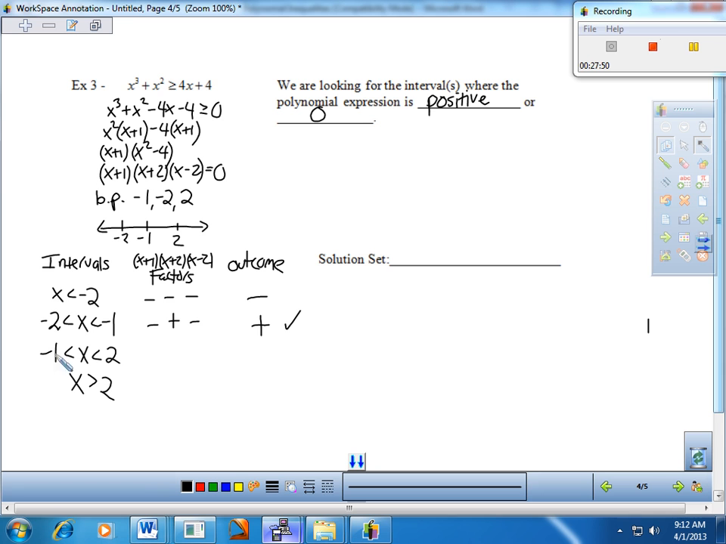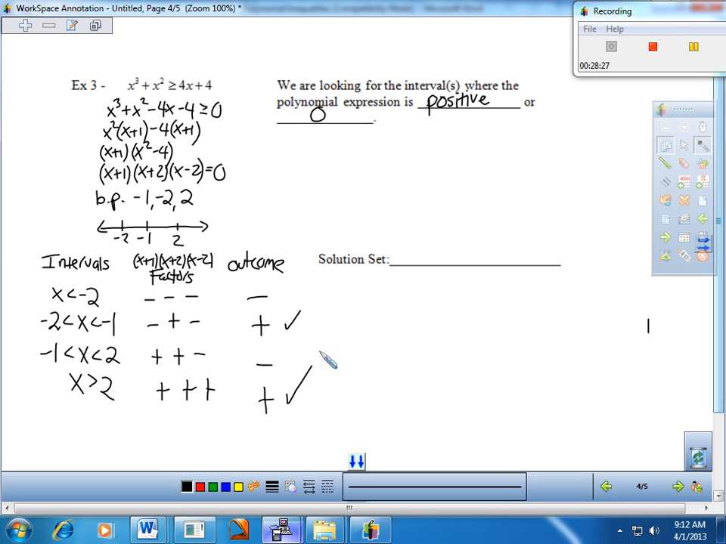2 more, let's do it. -1 to 2. I'll put 0 in. Look how quick 0 is. 0 plus 1, 0 plus 2, 0 minus 2. And when I put all this together, positive times negative, it turns out negative. Last one, guys, I think you could probably see what's happening here. Bigger than 2, I'll just put in 3. Goes positive, put in 3, positive, put in 3, positive. And we get that. And I want the check mark by it.